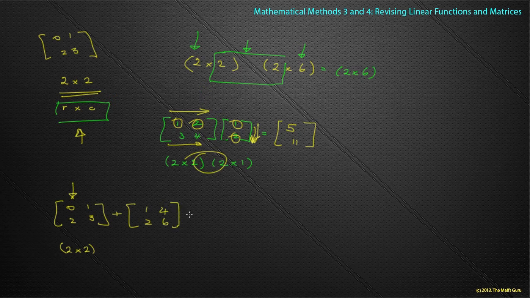Adding or subtracting matrices is incredibly simple because all you do is add the same elements. This element here and that element there are in the top left-hand corners, add them together. The 1 and the 4, add them together. 2 and 2, add them together. And 3 and 6, add them together. And there we go. We have matrix addition. Oh, this matrices stuff is relatively easy.